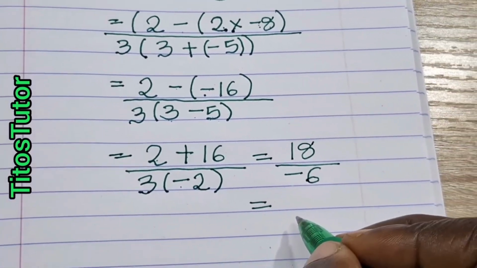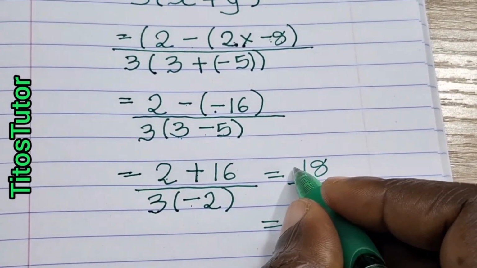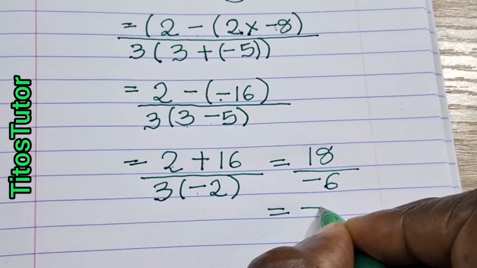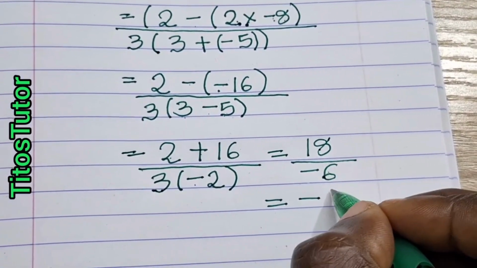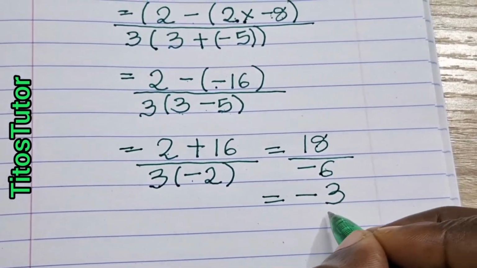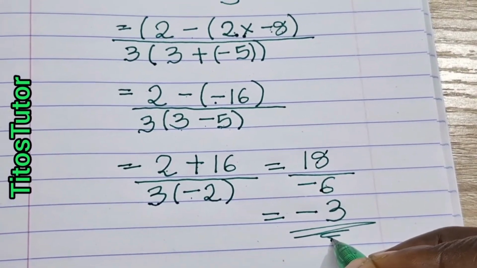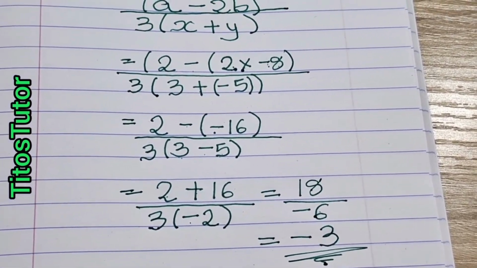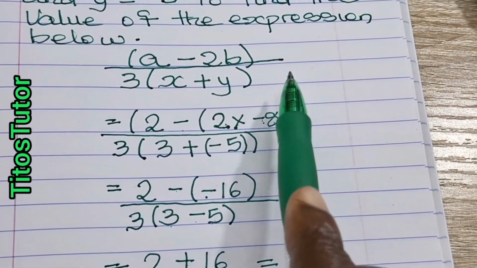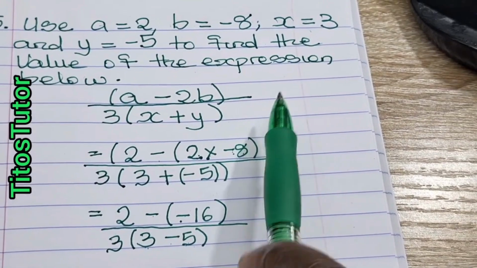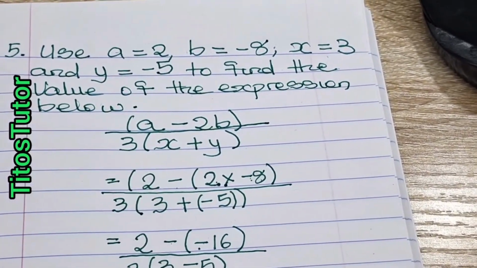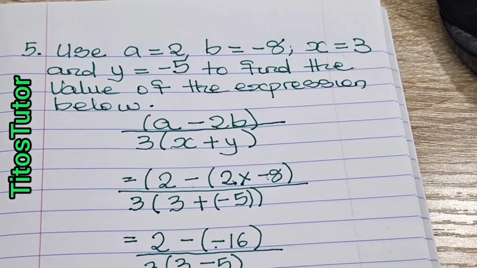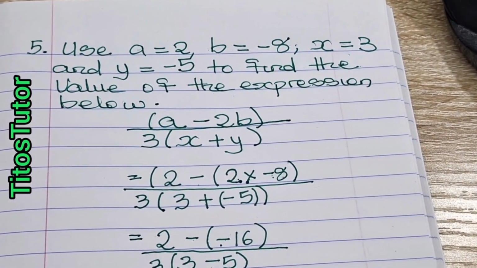18 divided by negative 6. Positive dividing a negative is negative. 18 divided by 6 is 3. Final answer, negative 3. So, negative 3 is the answer to this expression that satisfies all the conditions given. So this is how to substitute in algebra. Thank you for watching.